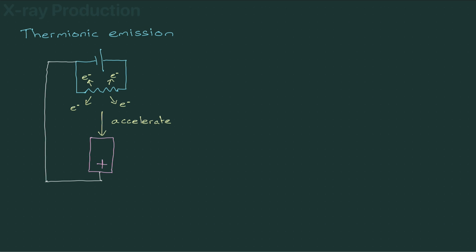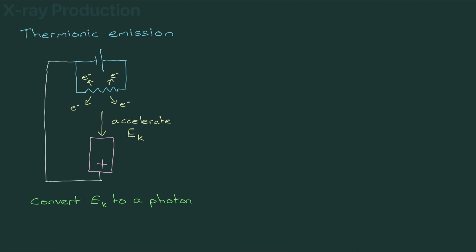Now, here's the bright idea. The electron has kinetic energy. What if we find a way to convert that kinetic energy into light energy? We want the electron's kinetic energy to become a photon of electromagnetic radiation.